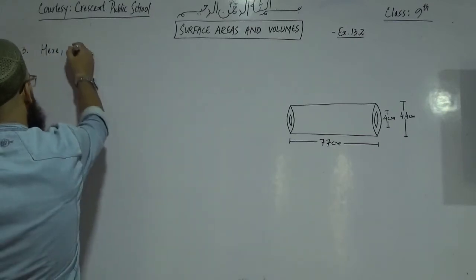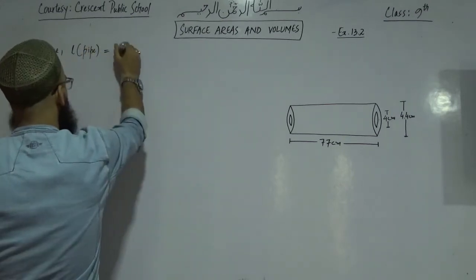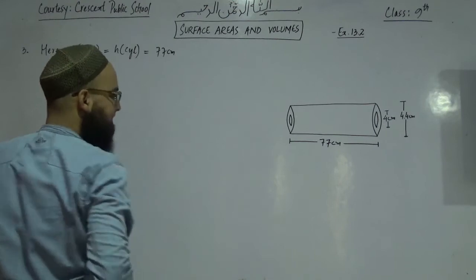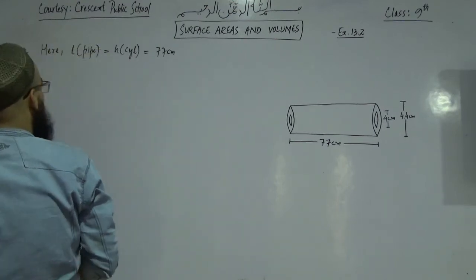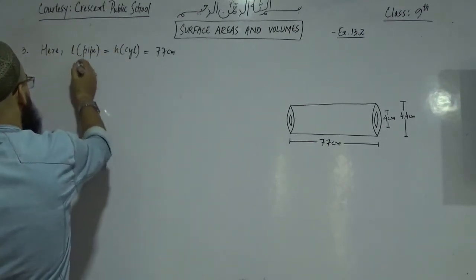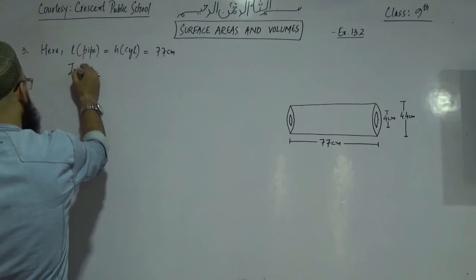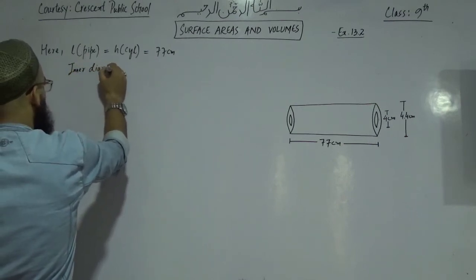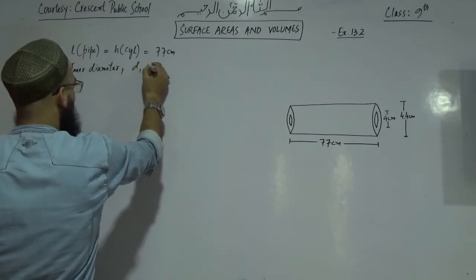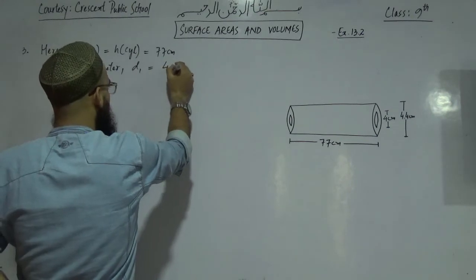Length of pipe will be treated as the height of cylinder. And that is how much? 77 centimeter. Then inner diameter, let us say D1, diameter of pipe D1, inner diameter, that is equal to 4 centimeter.